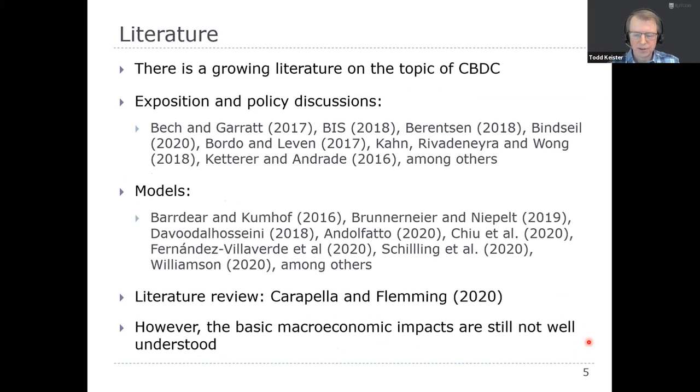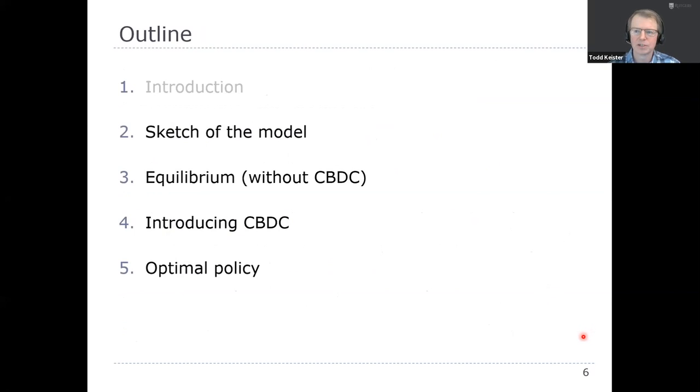All right, so there's actually an interesting, fast-growing literature on this topic. So Linda already gave us one of the papers here. There are a bunch of others. I won't spend any time here. I'll just mention there's a short and nice review of some of this literature by Carapella and Fleming in a recent Federal Reserve Board note. But we're still at the beginning. I think there's still a lot to be learned here. And so let me just jump into the model and talk about what we do.